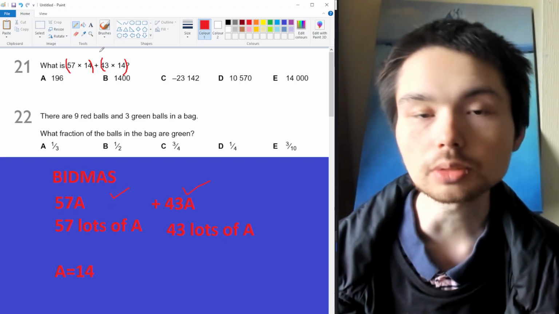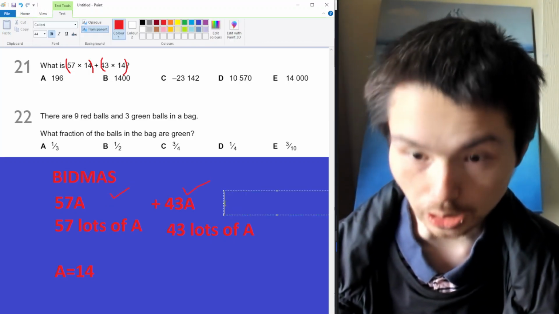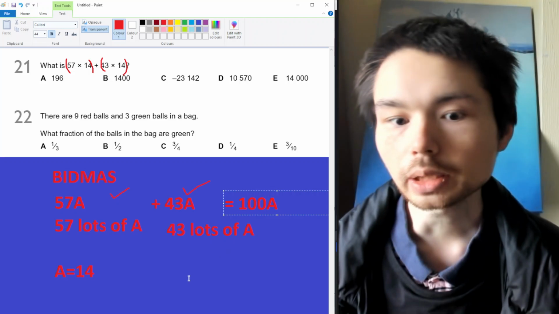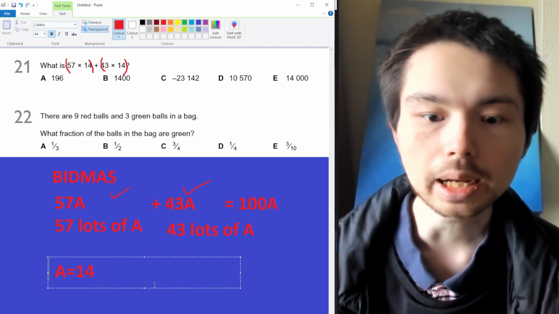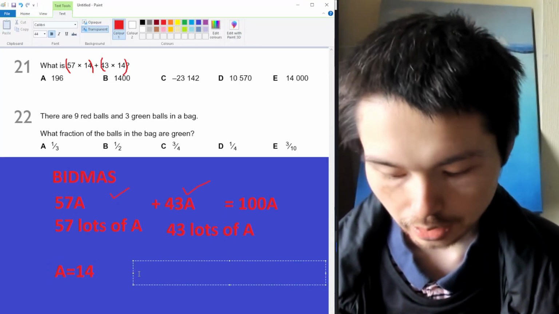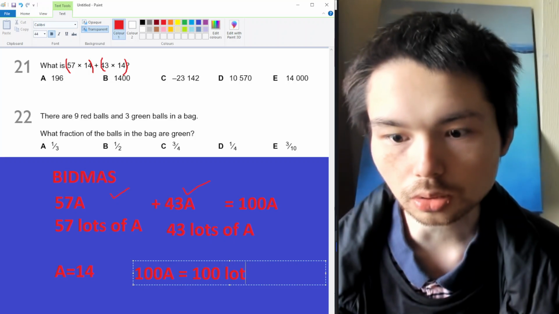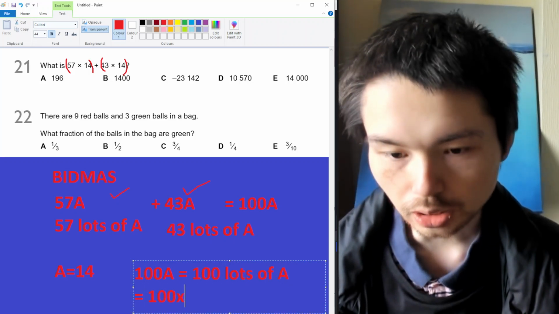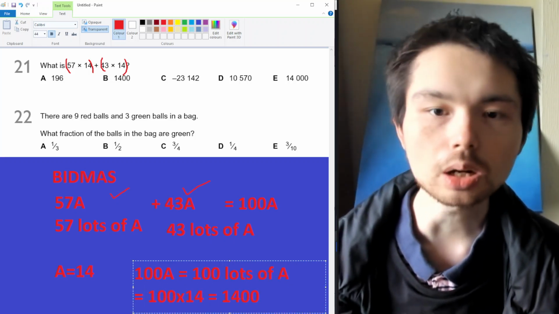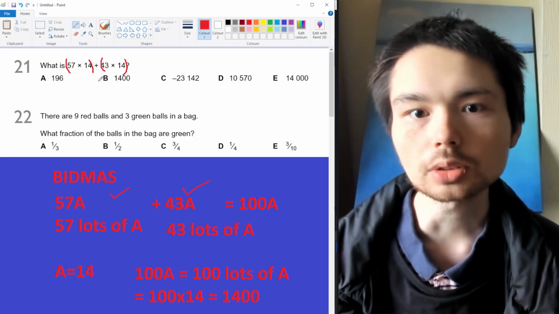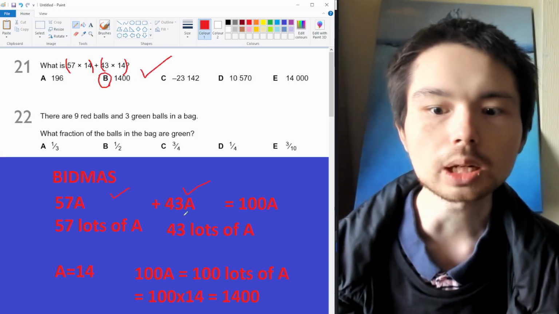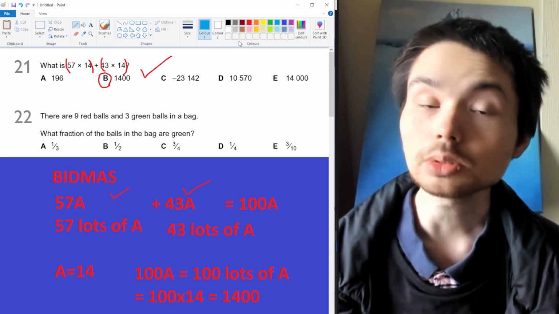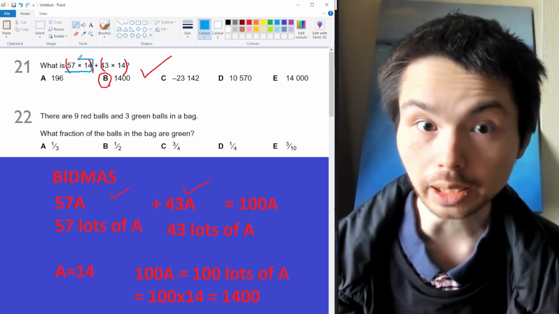57A plus 43A equals 100A. But look at what I wrote below. A is 14, so 100A means 100 lots of A, which is 100 times 14, which is 1400. So B is the answer. You might be thinking, why is William writing it in this fancy way? Well, the normal way is you can work out that.